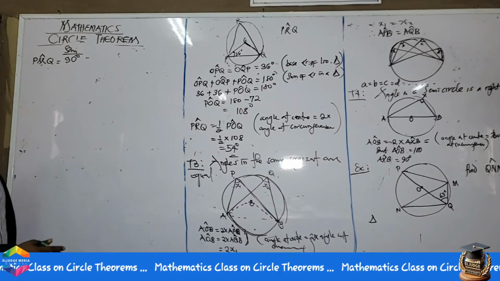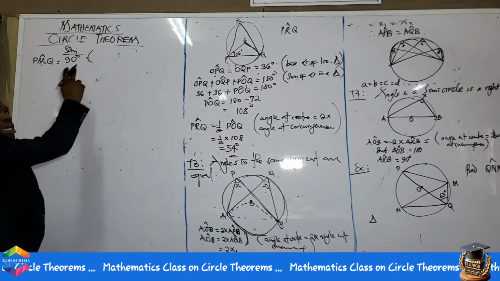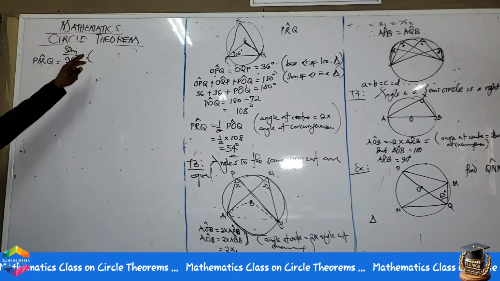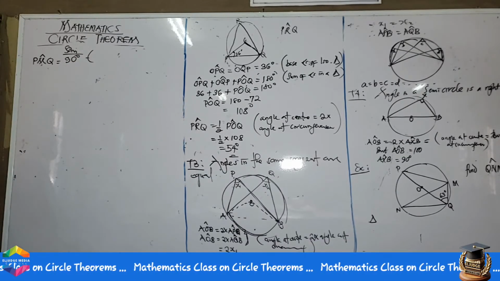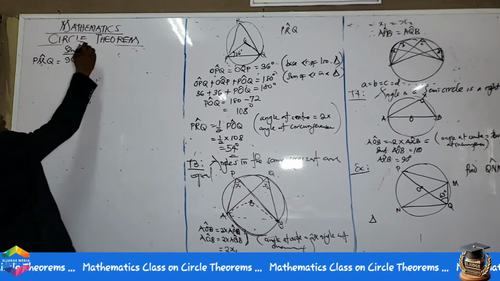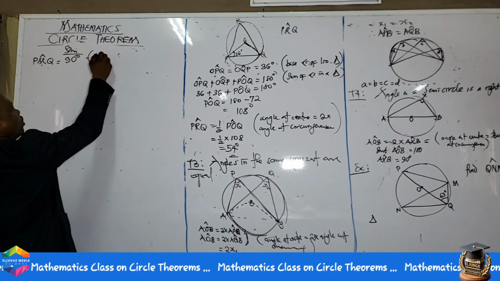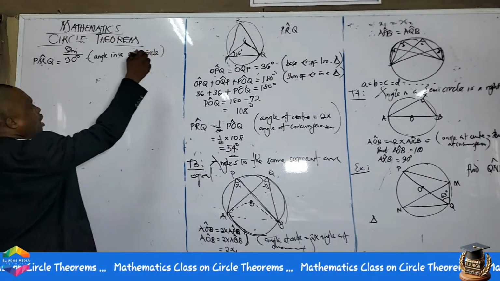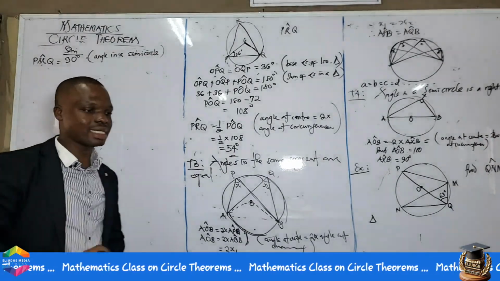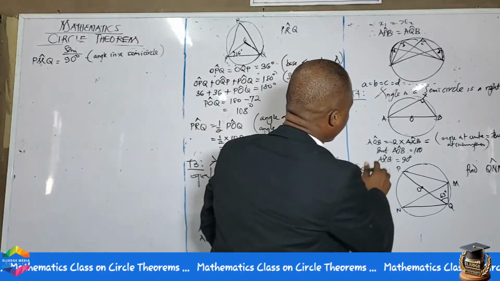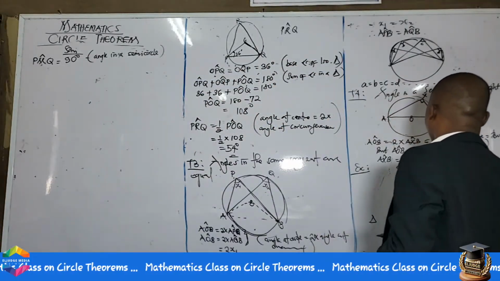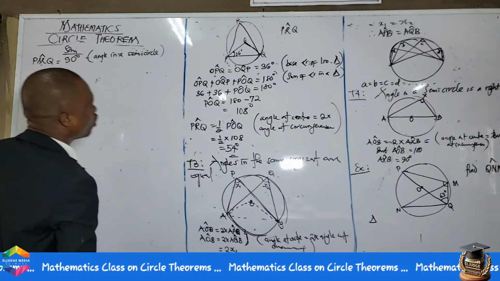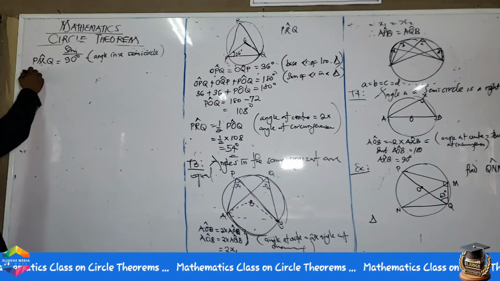Immediately you write that, you must also follow it with the reason. This we call essential reasons. Omission of this will lead to minus 2 marks in your calculation. So now for this I'll write angle in a semicircle. Angle in a semicircle is 90 degrees. So if this place is 90 degrees, then we need to find MPQ.